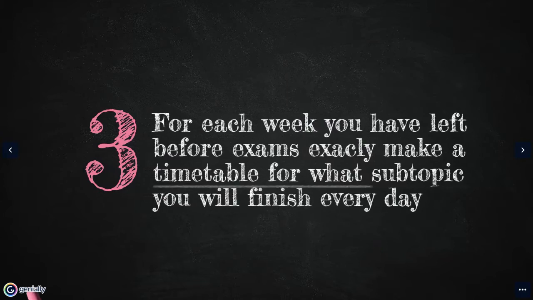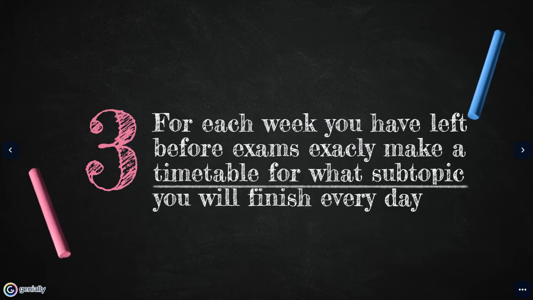Step number 3 is for each week you have left before exams, make an exact timetable for what subtopic you'll finish every day. You can make this in Excel or Word, it doesn't really matter, but what I mean by this is that, for example, let's take chemistry. You said you'd finish bonding in 3 days, so then on your timetable note down that you'll be doing ionic bonding on Monday, covalent and metallic bonding on Tuesday, and then just exam questions and reading out of the spec on Wednesday. That should give you an idea of what this type of timetable should look like.